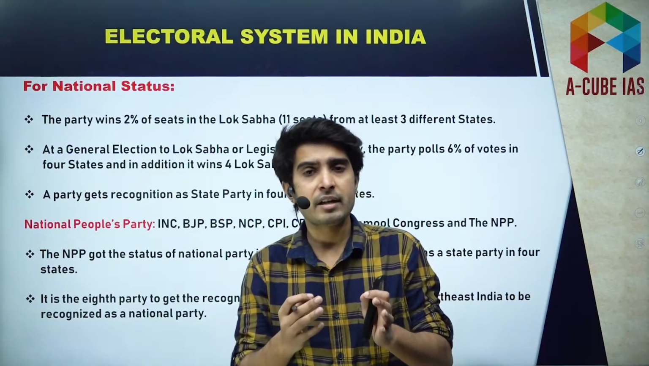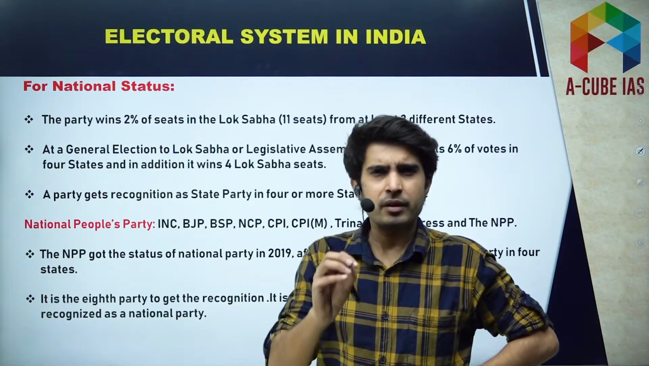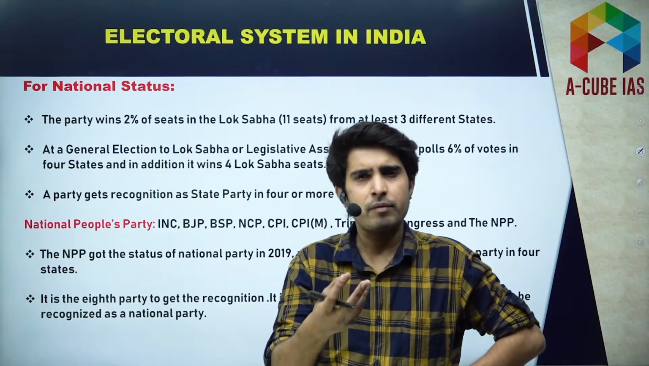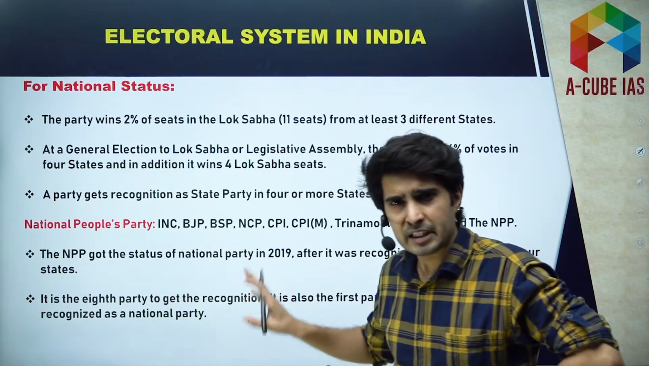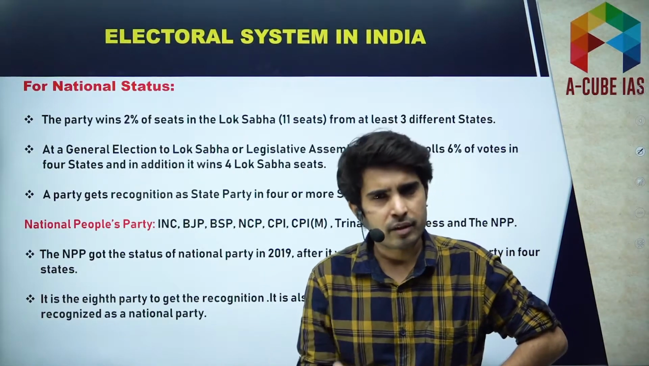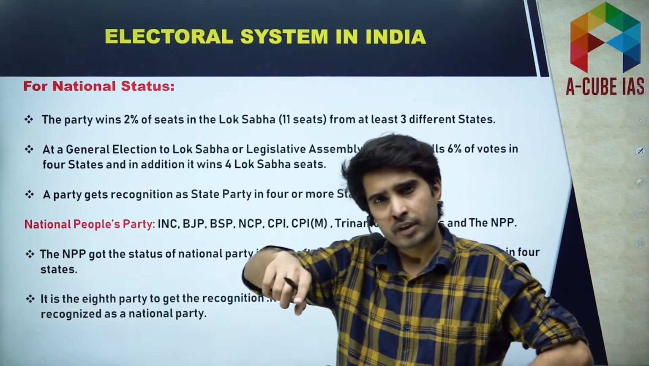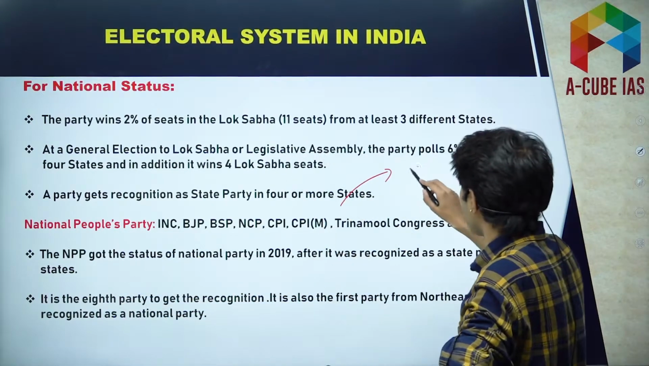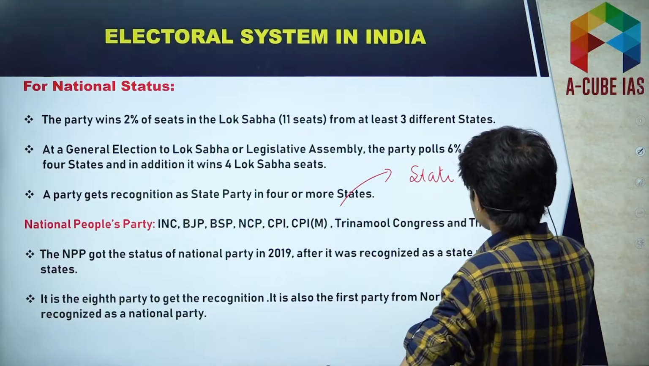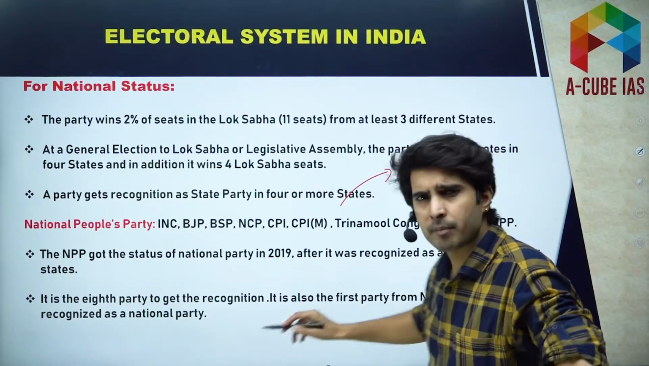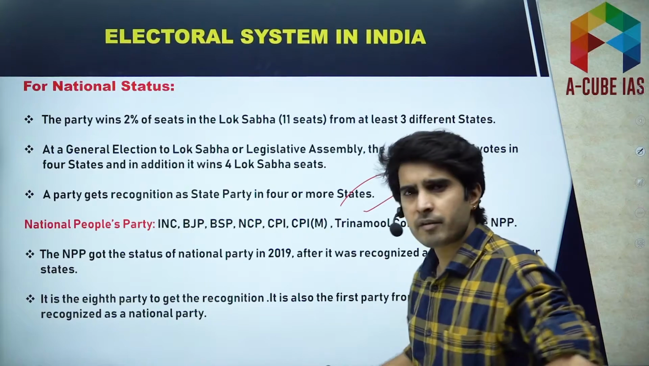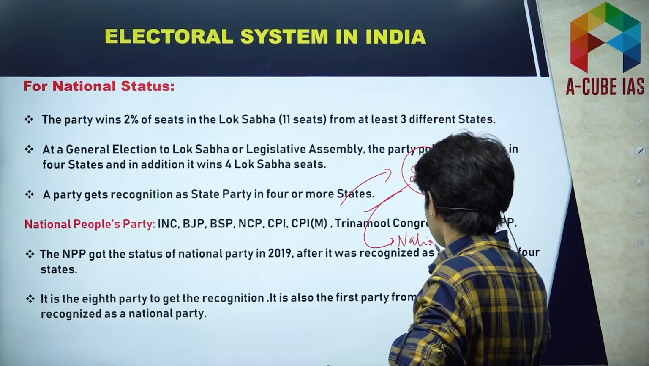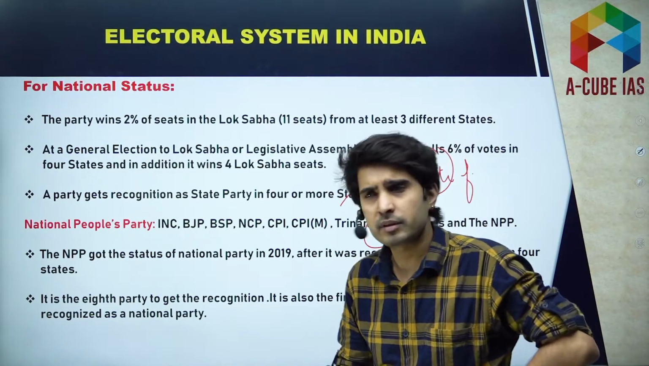Now let's talk about the National People's Party. So this party received the status of National Party recently. It was in current affairs and it becomes important for your prelims. So it was the 8th party to receive the status of National Party, and the first party from Northeast. So it satisfied the condition that it became the state party in 4 states. Okay, so since it became the state party in 4 states, it satisfied one of the criteria and it became the National Party. So just remember about National People's Party.